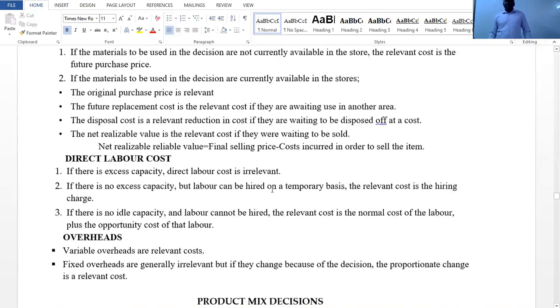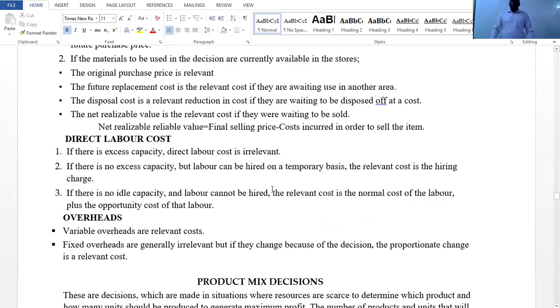Now, the next thing is direct labor costs. When it comes to direct labor costs, we are saying number one, if there is already excess capacity, direct labor cost is irrelevant. Like now in this class, the way I'm teaching you is the way I would have taught you if you were ten times as many. So my salary remains the same. So if we are considering admitting new students to this class, my salary is irrelevant because we already have an idle capacity. We can teach even more without additional cost.